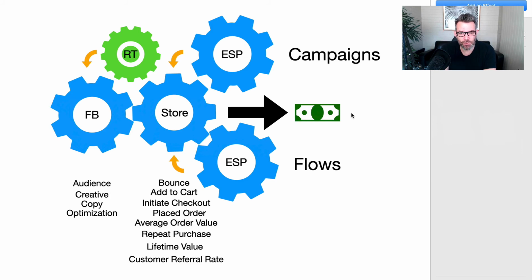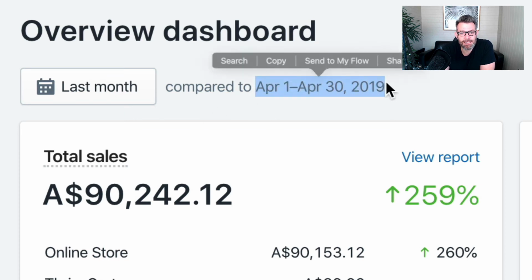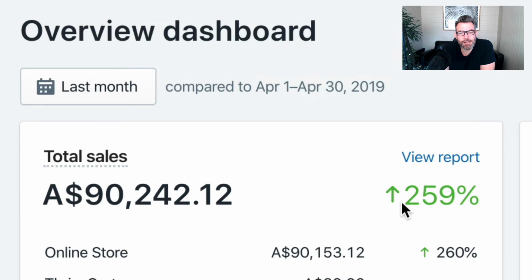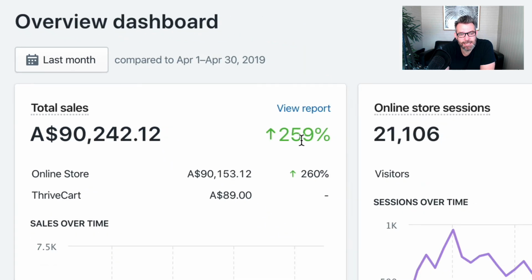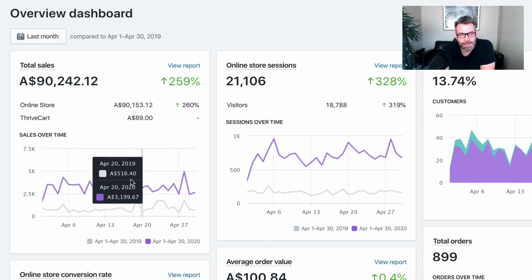So if we actually have a look in their Shopify store, again, you can see that I've got the last month, which is April. You can see that they've done $90,000 in sales in April. But if I compare it, you can see here I'm comparing it to the same month in 2019. It is a 259% increase in sales compared to the same time last year. And you can see this purple line here representing the sales so much higher than the month before.